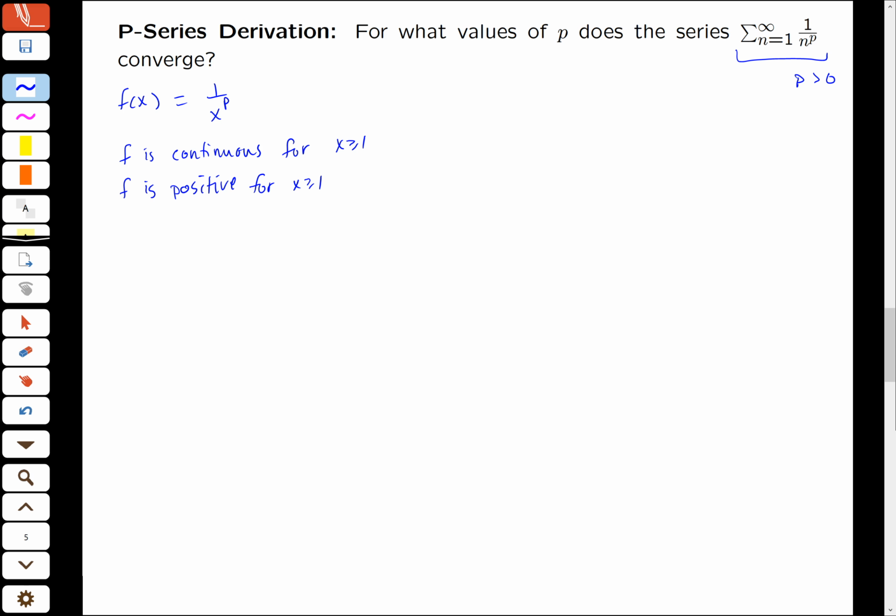And now let's look at, is it decreasing? I'm going to show you the other method. If I look at 1 over n plus 1 to the p, I want to know, is that less than or equal to 1 over n to the p? And to check that, you're going to cross multiply. So n to the p times 1, is that less than or equal to n plus 1 to the p times 1? What is n to the p times 1? N to the p?